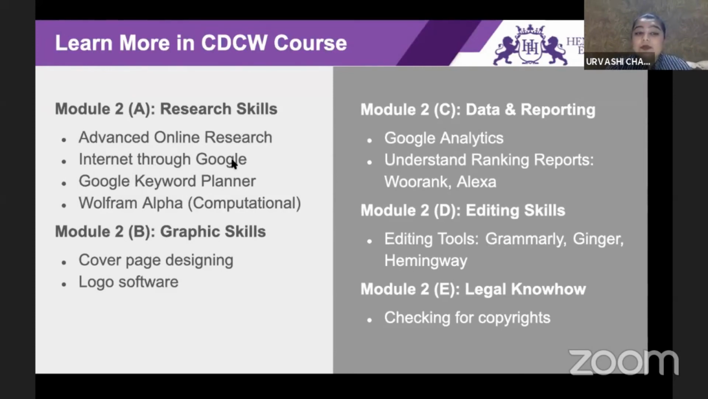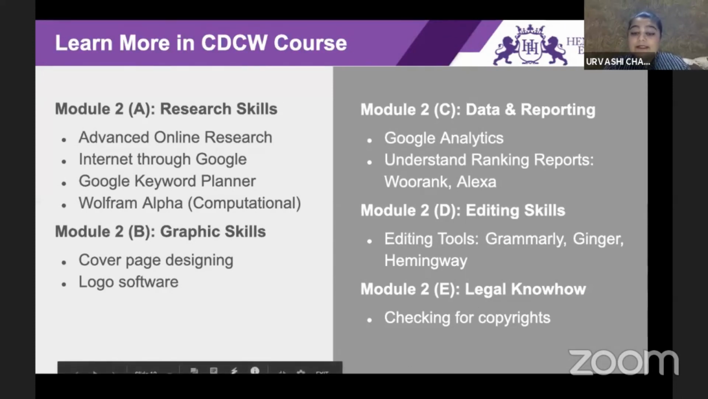Next comes the internet through Google, wherein we are talking about the bigger dimension of Google, the bigger aspects as to what we've not yet seen on Google. The Google Keyword Planner. Keywords are the most important things when it comes to writing. If you have the right amount of keywords in your content, it comes out outstanding. Wolfram Alpha, which we've just discussed, your cover page designing, logo designing, softwares, etc., that we're going to discuss at length in detail in some time here in this course. So when it comes to the course at large, the detailing of the course, that is what you have to look at on our website. You'll find all these details available on the website as well.